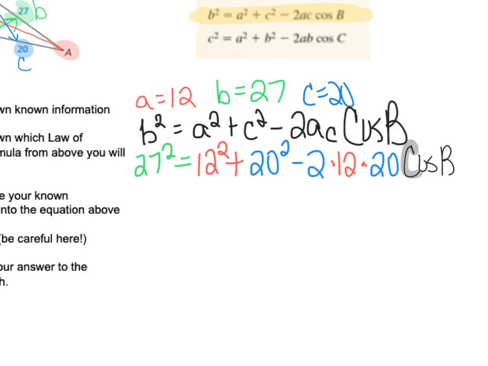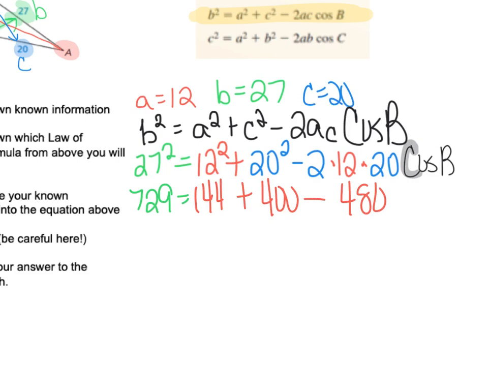All right, here we go. 27 squared is 729. 12 squared is 144. 20 squared is 400. Minus 2 times 12 times 20 is 480 times the cosine of B.